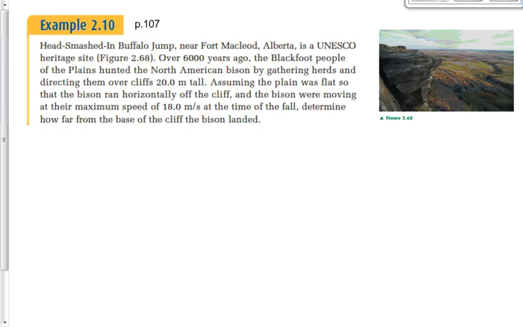Maybe you think a football example isn't practical enough. How about running a buffalo over a cliff? There's a practical example for you. Well, it might not be so practical now, but it actually was quite practical. First Nations people thousands of years ago used to do this all the time. How many people have ever been to Head-Smashed-In Buffalo Jump? It's literally a cliff.